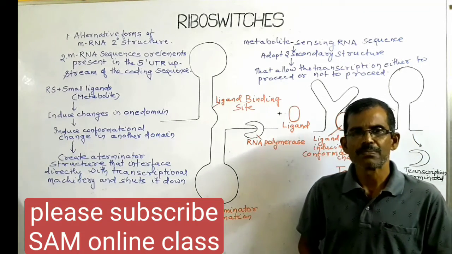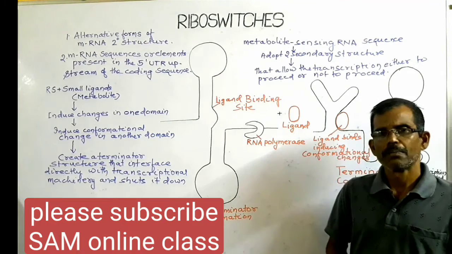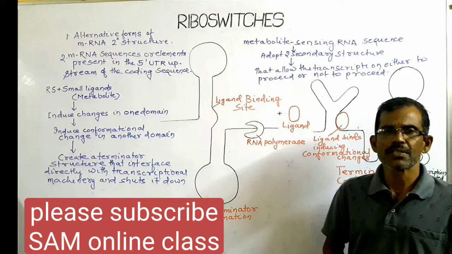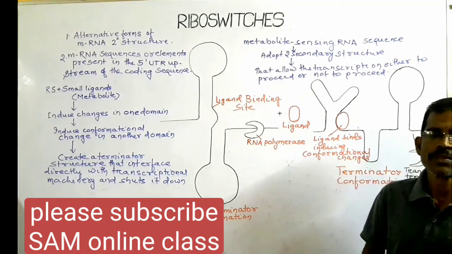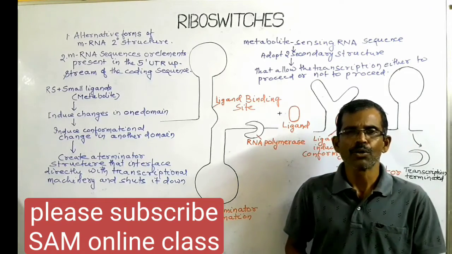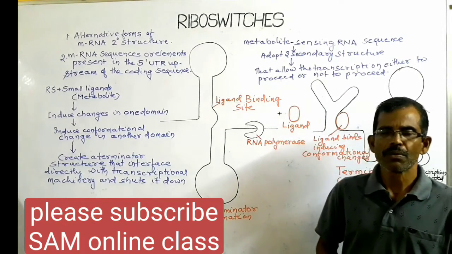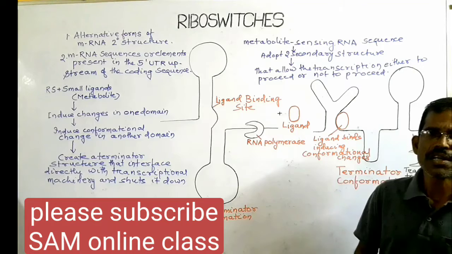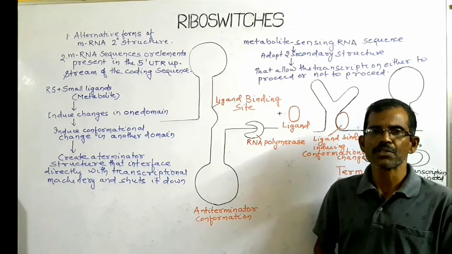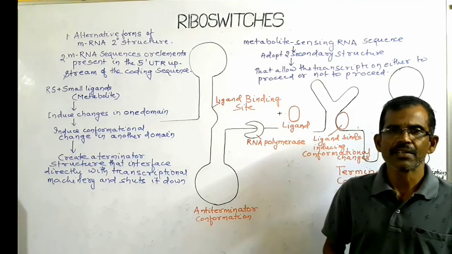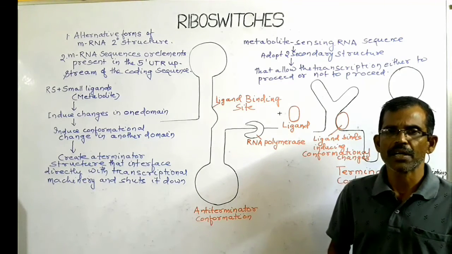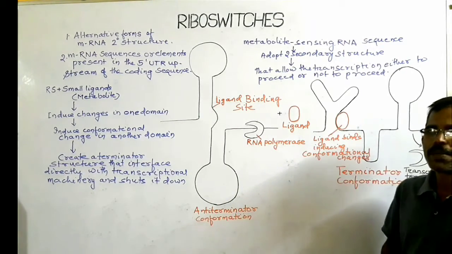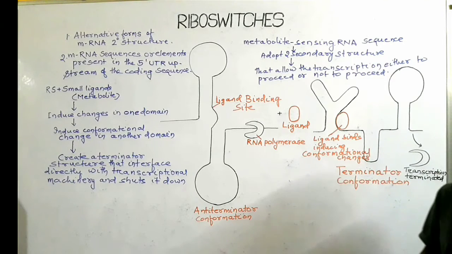The riboswitches bind with a small ligand. The binding of riboswitches with a small ligand induces conformational change in one domain. The conformational change in one domain induces conformational change in another domain. This conformational change leads to the formation of a terminator structure that directly interfaces with the transcriptional machinery and shuts it down. All riboswitches possess a metabolite sensing RNA sequence.